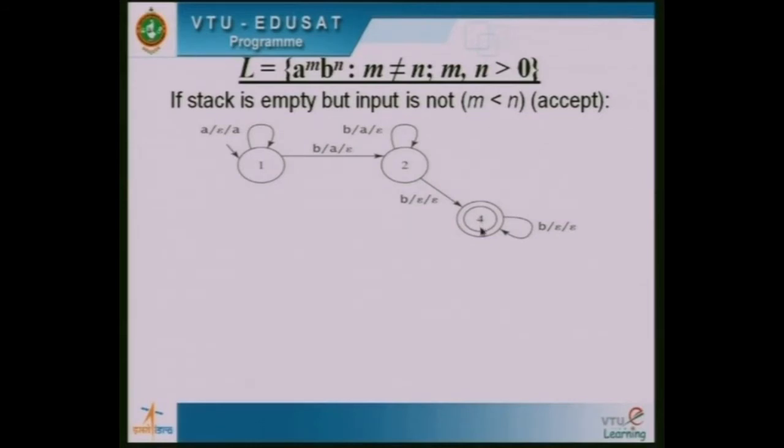Next, again in this state, if I have more than 1 b, like in this example, what to do here? In the final state, for this b, do not do anything, stack is empty, just consume the b until all the b's are exhausted. You are in the final state, input string is empty, stack is empty, hence the string is accepted. So, this was for m less than n.